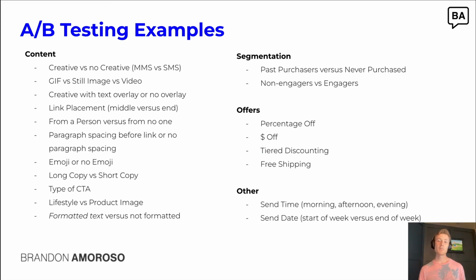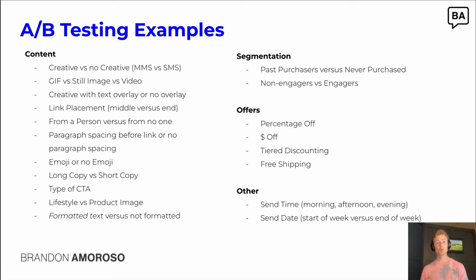So now that we know what A/B and multivariate testing is, let's go through some examples of what I like to use with clients in order to help determine how we can improve click-through rate, increase revenue, or decrease unsubscribe rate. So first are content tests.